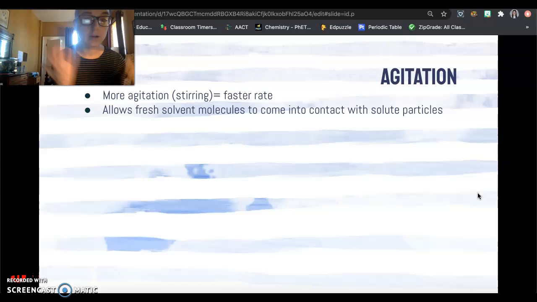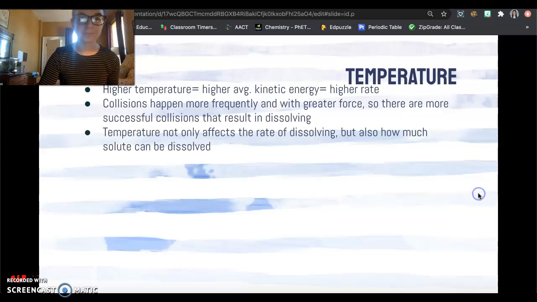Agitation or stirring also increases the rate. This allows fresh solvent molecules to come into contact with solute particles. So when we dissolve something, for example, if we were to dissolve something in water, those water molecules that do the dissolving, that surround a particle, they become occupied, okay? They can only dissolve or surround one particle. If we keep putting in fresh water particles that are not associated with a solute particle yet, then we can increase the rate of solution forming.